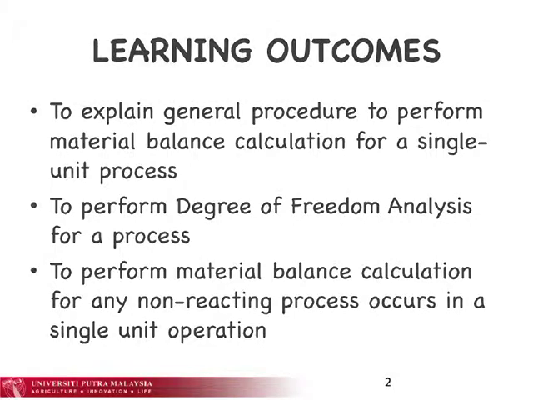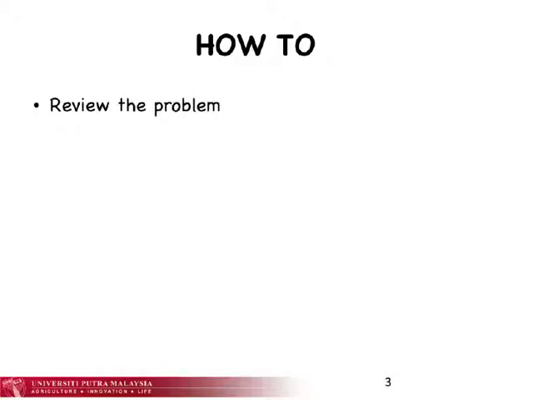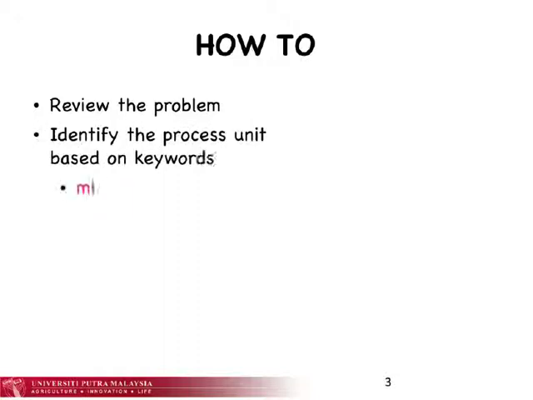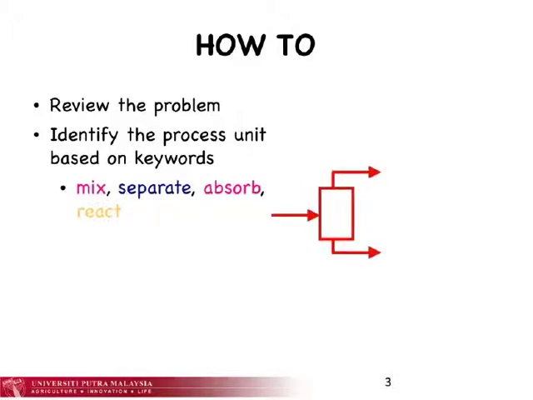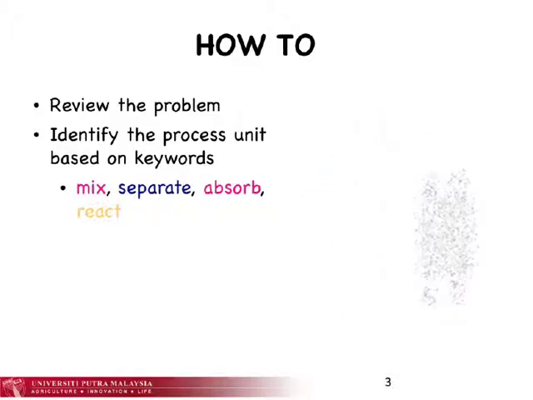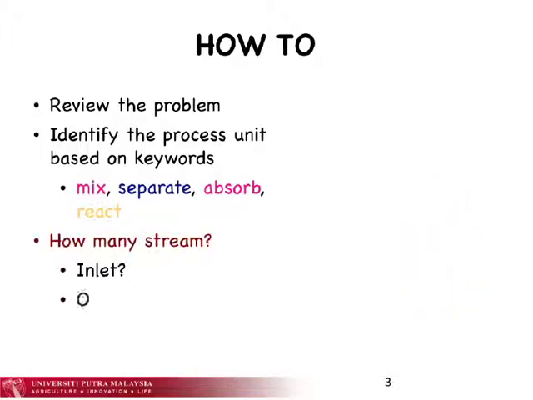Before performing the material balance calculation, it is very important for you to review the problem. By reviewing the problem, you can identify the process unit used based on the given keywords. For example, if it is mix, then your process unit will be a mixer. If it is separate, then your process unit can be a distillation column. If it is absorb, then it can be an absorption column. Or if it is to react, then your process unit will be a reactor.